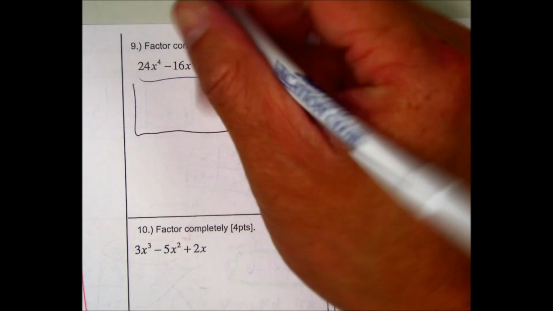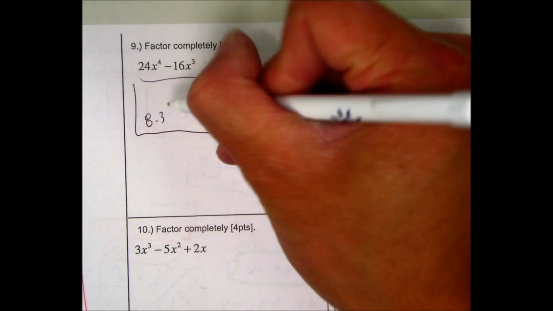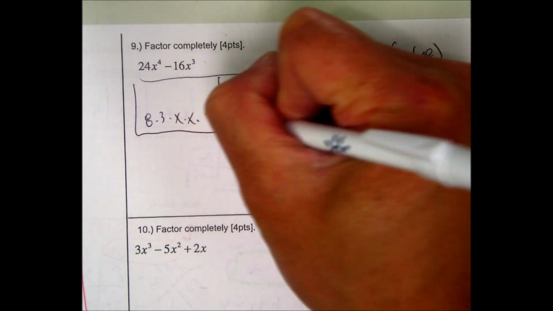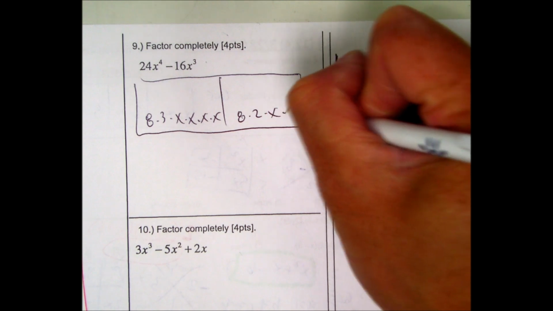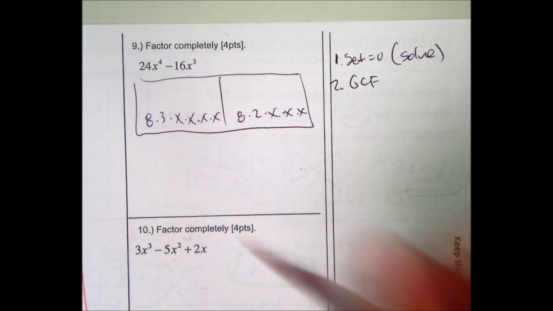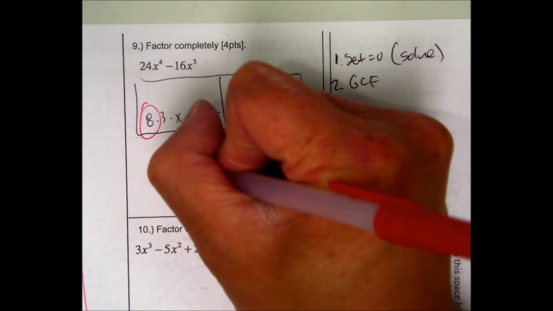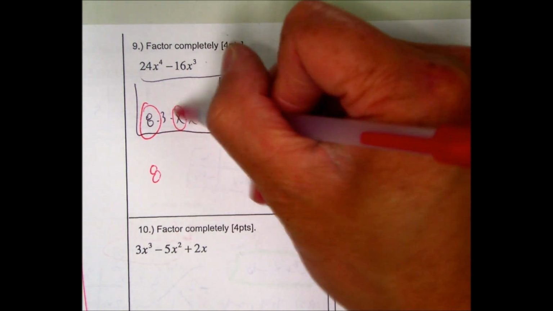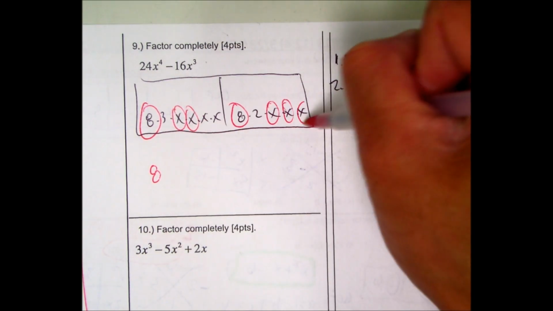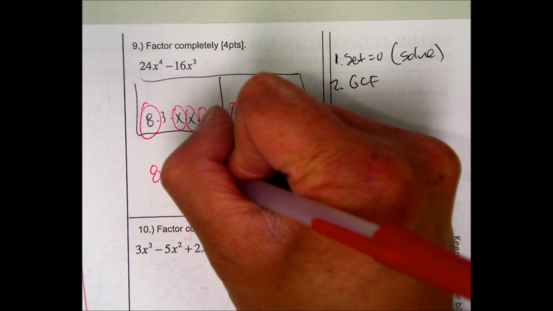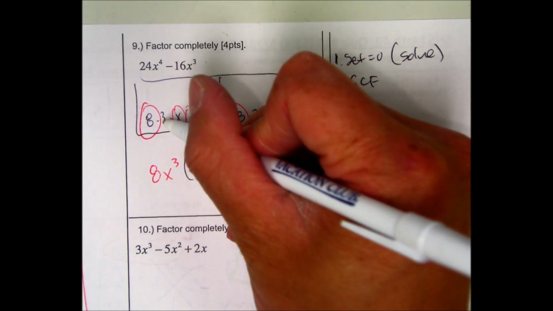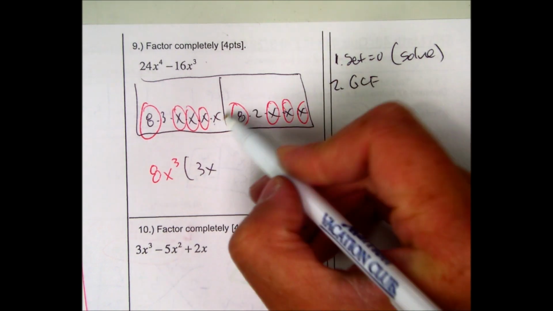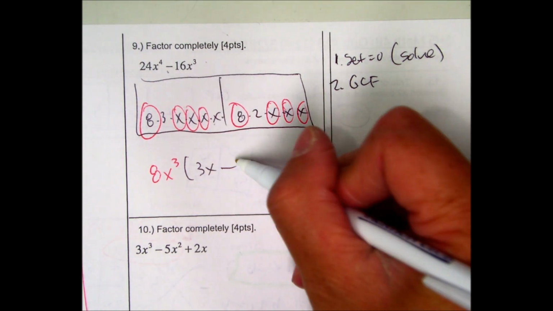24 is going to be 8 times 3. And then x, x, x. 16 is going to be 8 times 2, x, x, x. You got an 8 here. You have, circle 2. I guess I can circle 3 x's, so that's x to the 3rd power. And then what we didn't circle is 3x. The math operation is minus, and you have a 2.